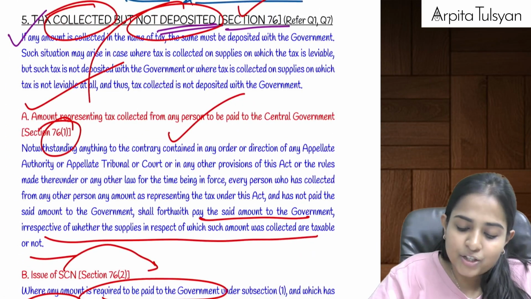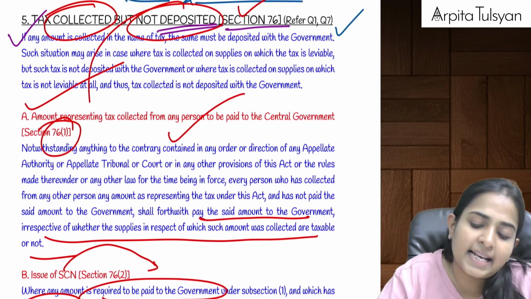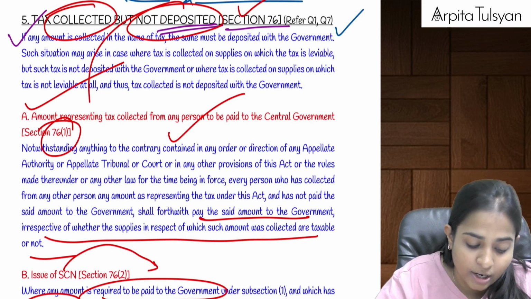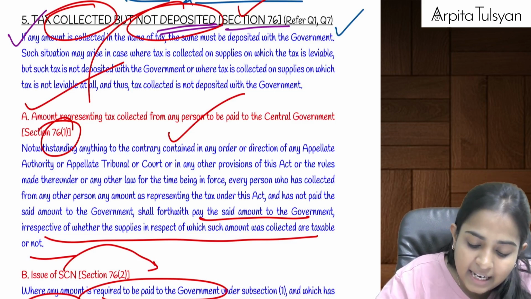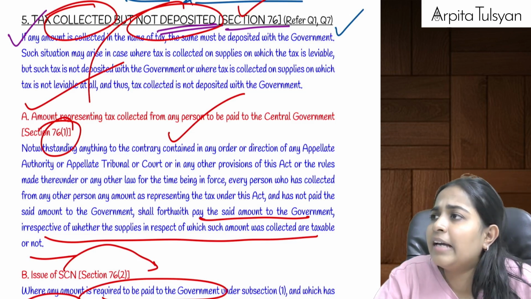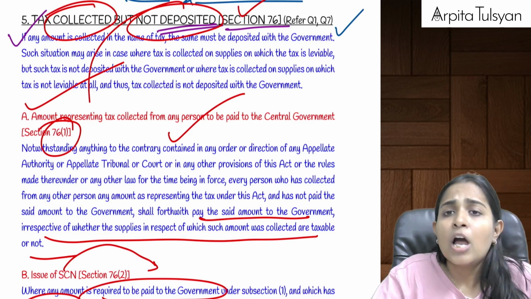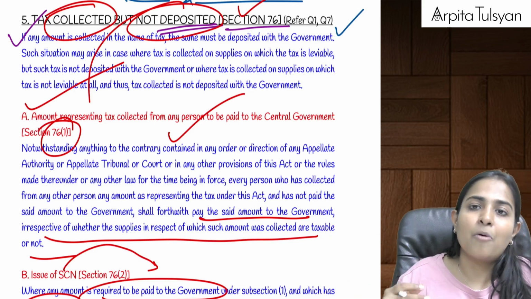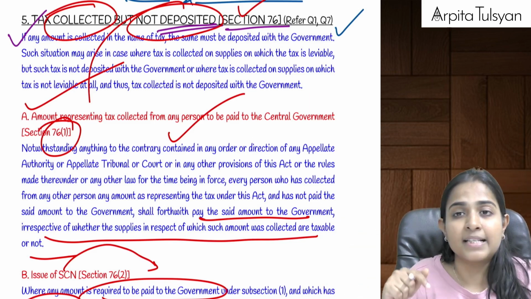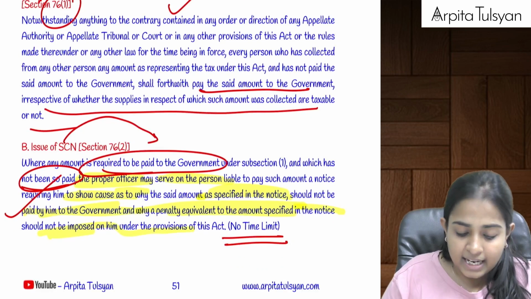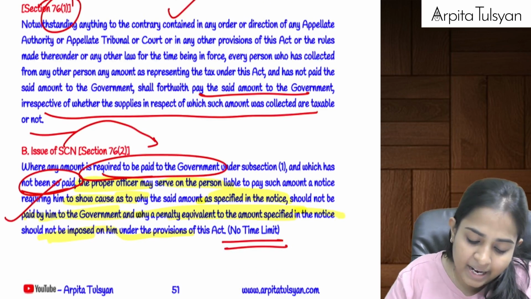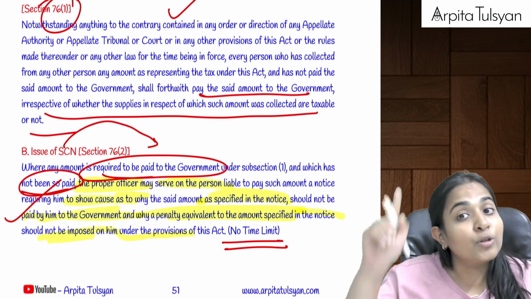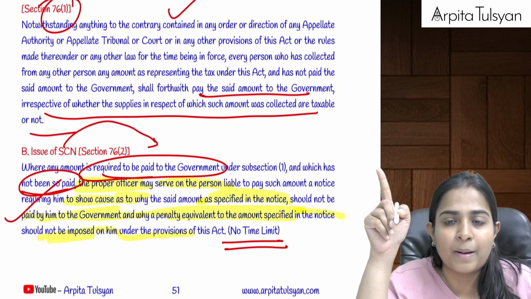Then going on to the last two sections of demand, that is section 76 and section 77. Section 76 is very, very simple, where they are telling about tax collected but not deposited. Whenever any tax has been collected, notwithstanding any decision given by any appeal authorities or any law for the time being in force, if you have collected any amount extra in the name of tax from the consumer, you have to pay it to the government. This has to be paid to the government compulsorily. If you don't want to pay any penalty on it, it should have been paid to the government within 30 days from the due date of such payment of tax.